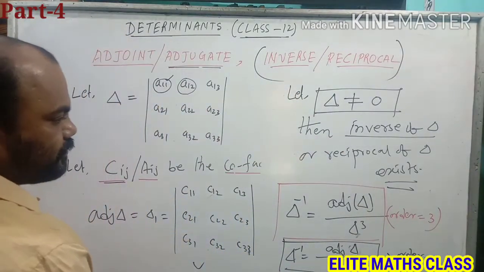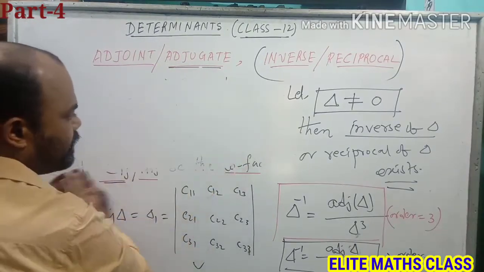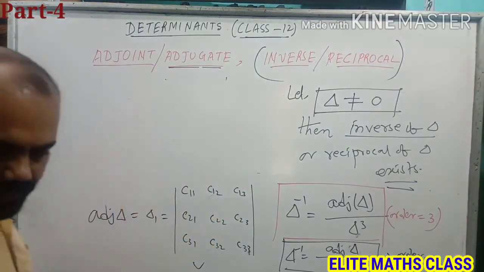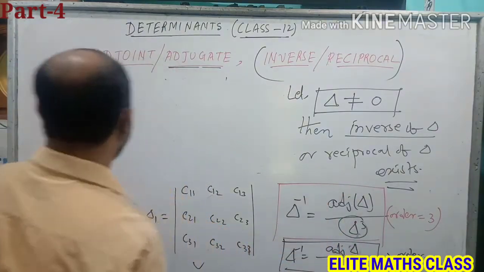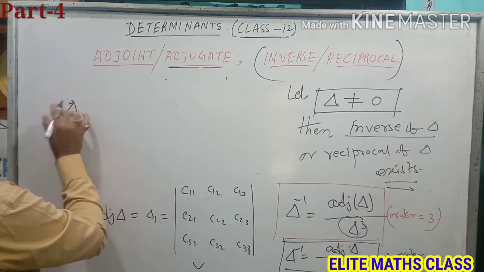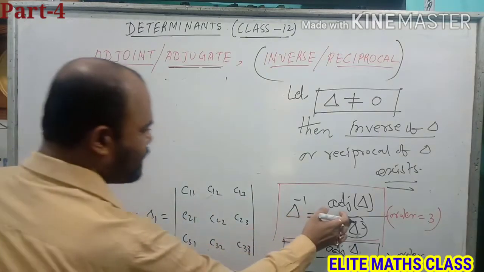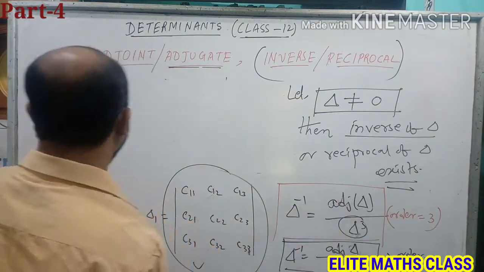Now see, what does it actually mean, the definition of del inverse? See here, del cube means what? It is the value of the determinant. So del inverse will be, now see what is adjoint of A? Adjoint of A is this one. Now what to do with del cube?